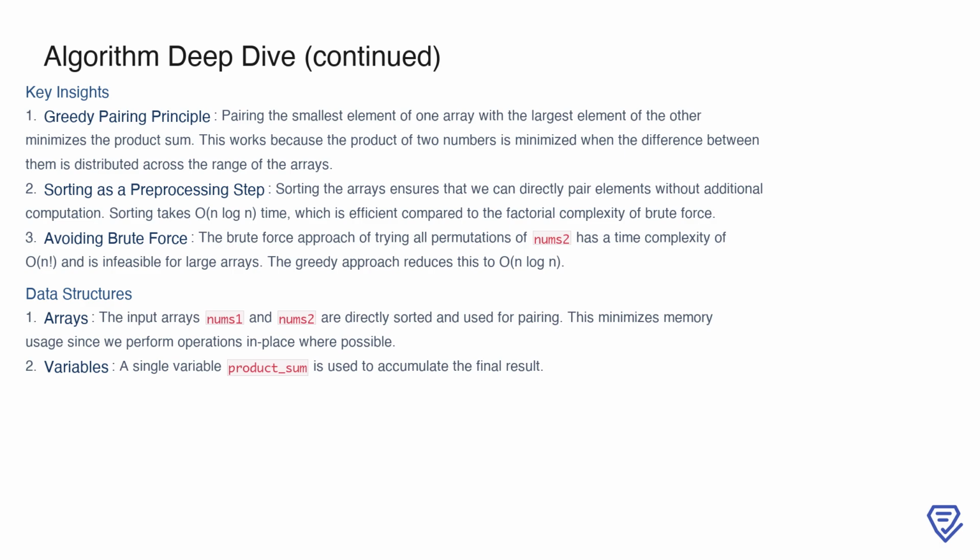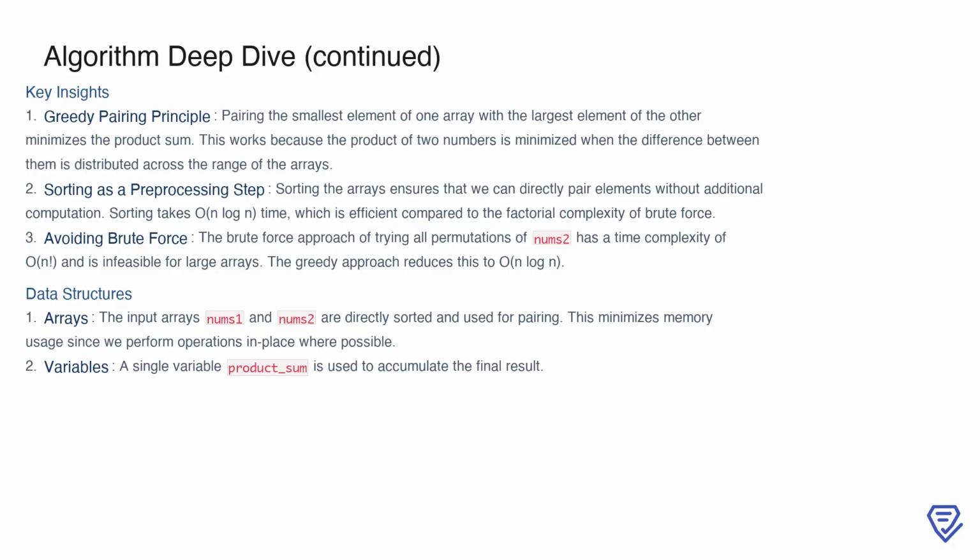Sorting takes O(n log n) time, which is significantly faster than the factorial complexity of brute force approaches. Finally, this method avoids the inefficiency of trying all permutations of nums2, which would take O(n!) time. By focusing on sorting and a single pass through the arrays, the greedy approach achieves optimal results in a fraction of the time. The algorithm also uses minimal resources, relying only on the input arrays and a single variable for the product sum.